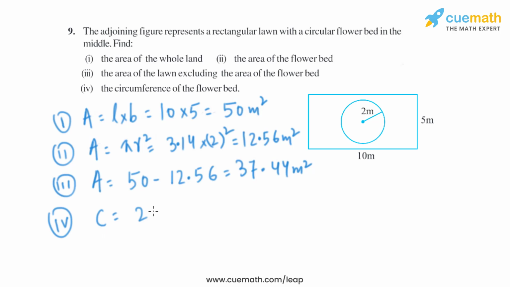Now in the fourth part we have to find the circumference of the flower bed. So it is basically 2 pi r, or we can say 2 into 3.14, and the radius is given, that is also 2. So it is 12.56 meter. So that will be the circumference of the flower bed.